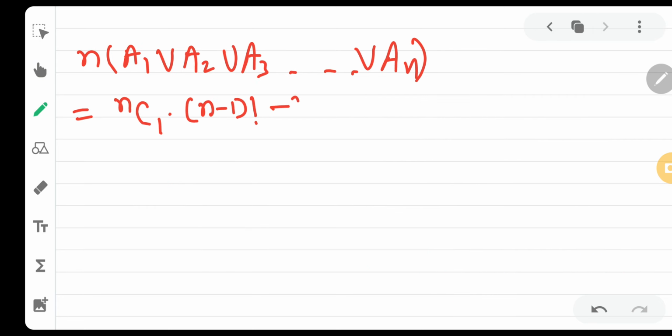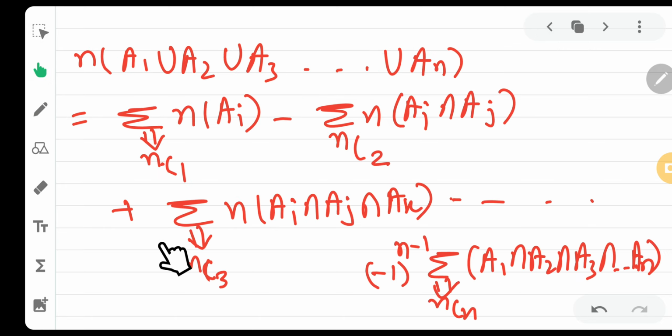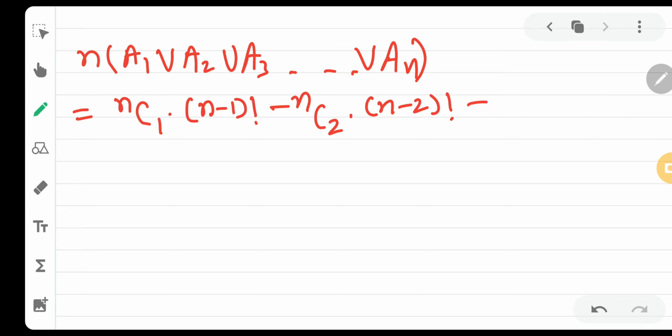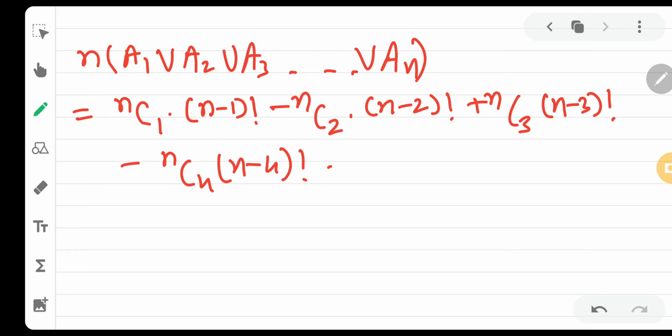Okay, so now the second one, nC2. So minus nC2. Now 2 elements are at their correct position, but out of those, n minus 2 elements remaining. So those n minus 2 elements can be arranged in n minus 2 factorial ways. Then after that we have nC3, but the remaining n minus 3 elements can be arranged in n minus 3 factorial ways. And then nC4 and n minus 4 factorial ways. And this process will continue till the last element, which is minus 1 raised to n minus 1 to adjust the sign.